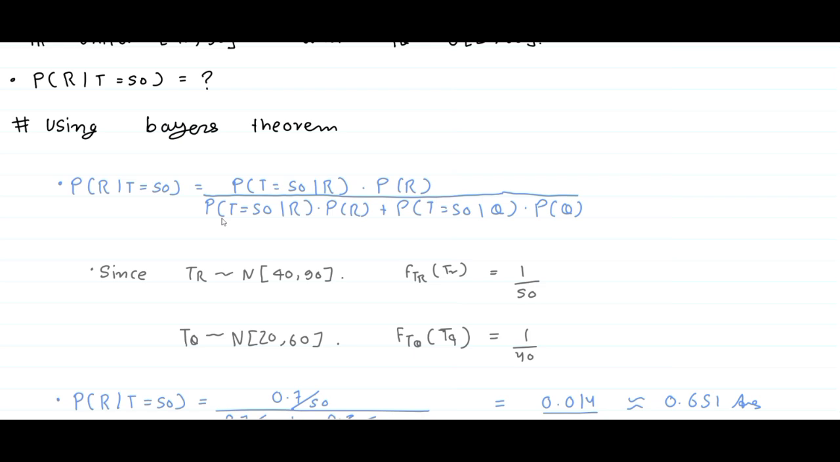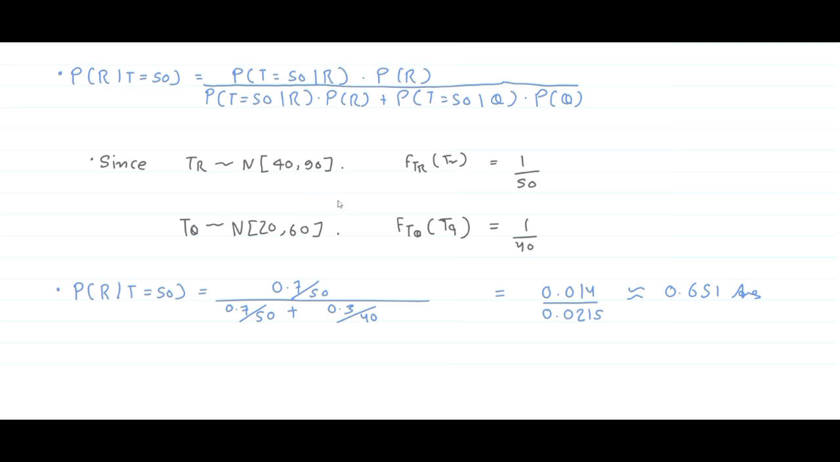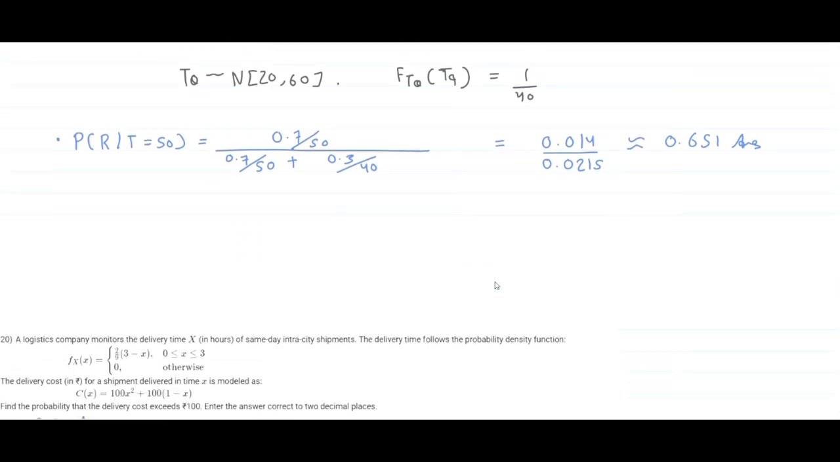Since the time spent by the regular students follows the uniform distribution over the range 40 to 90, its probability density function is going to be 1 upon 50. And similarly, the probability density function of occasional students will be equal to 1 by 40. Now, if we plug in the required values in the Bayes equation of the conditional probability, and solve the equation, then the conditional probability that it is a regular student under the condition the time spent is 50 minutes will be equal to 0.651. Hence the answer of question number 19 is 0.651.